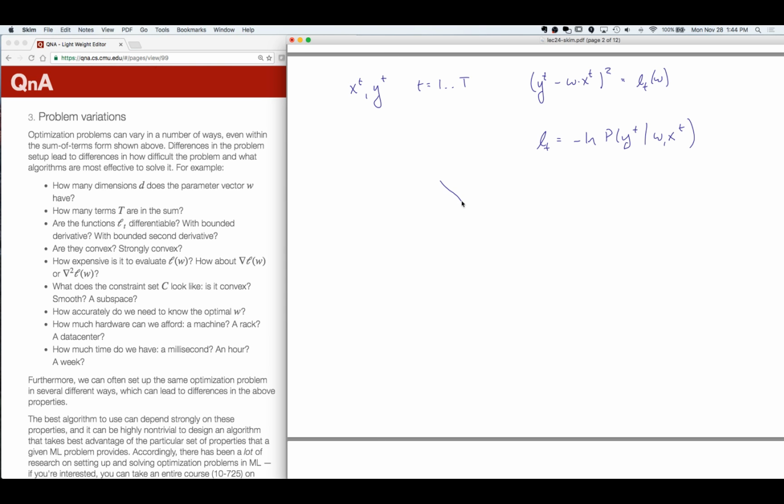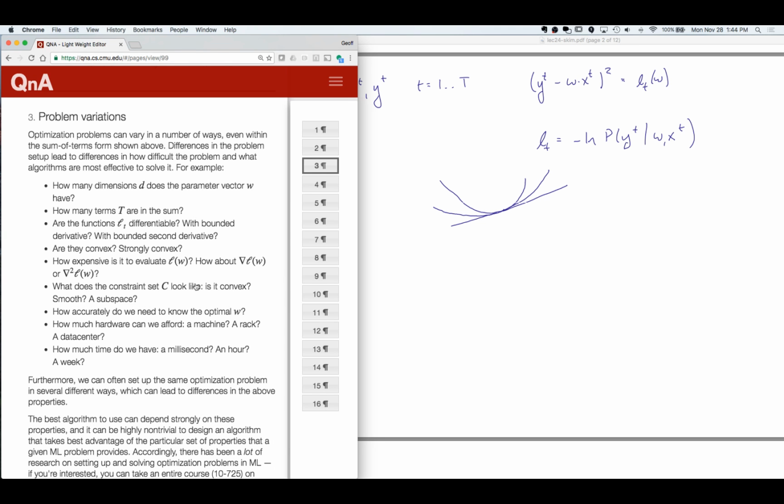if your loss function looks like this, you can put... so a convex function is always lower bounded by its tangent, and if you can add a little bit of a quadratic to the tangent and still have a lower bound, that means that it's strongly convex. How expensive is it to evaluate each one of the terms, or their gradients, or their second derivatives?